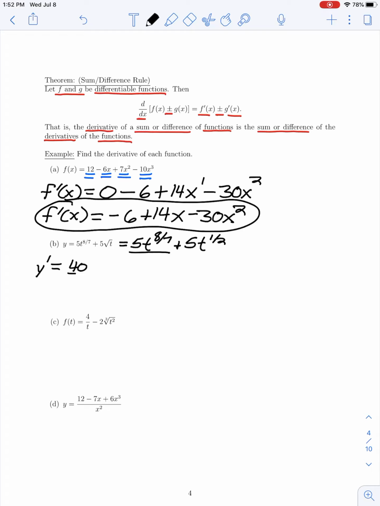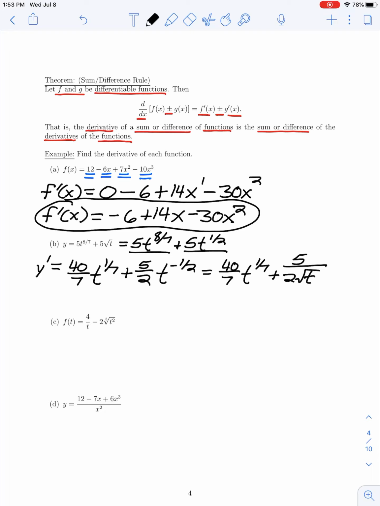which would be 40/7 times t to the 1/7. When I take 8/7 minus 1, that leaves me a power of 1/7. And then plus the derivative of 5t to the 1/2, which would be 5 times 1/2, or 5/2, t to the negative 1/2. Or we could rewrite this as 40 over 7 t to the 1/7 plus 5 over 2 times the square root of t.